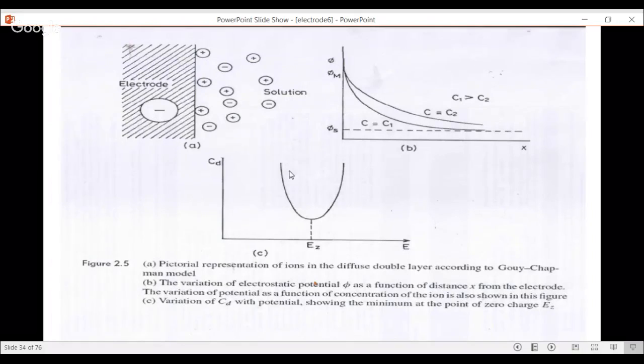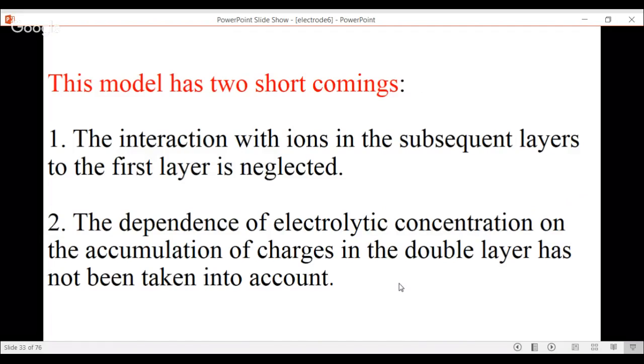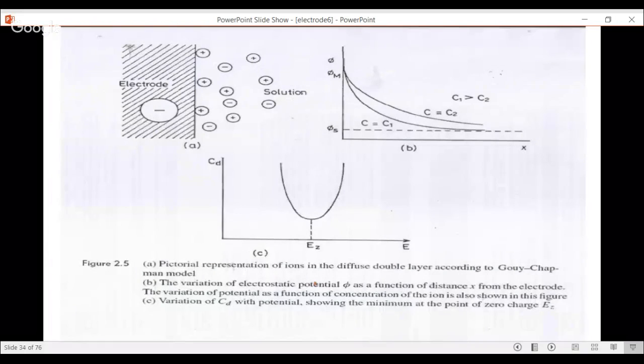B is the variation of the electrostatic potential psi as a function of distance x from the electrode. Here we showed it, it is varying like this. Up to a point, it will be linear. After that, it will be a constant value. But that is only for a double layer section. Whereas if I take this, you can see that there will be a smooth transition.